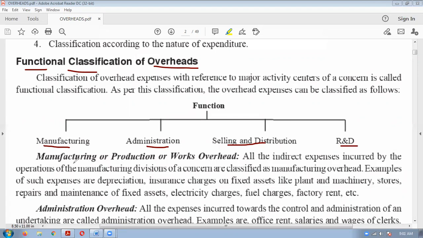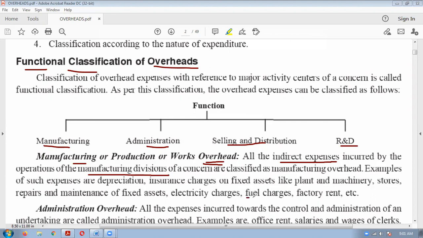So manufacturing overhead means what? All those indirect expenses. Always remember, overhead means indirect expense only. Indirect expense means what? Indirect expense means those expenses which are not directly related to the product but are important for the company's functioning. They are indirectly related to the product. So manufacturing overhead means those indirect expenses which are incurred in manufacturing division.